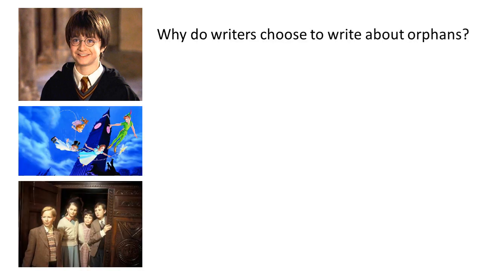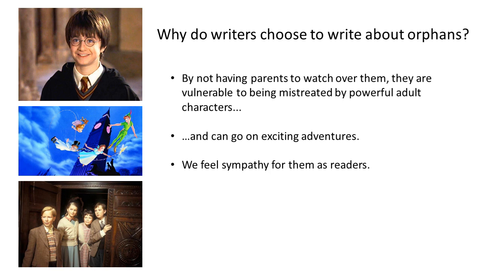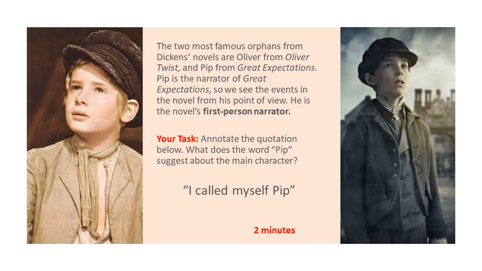So why do writers choose to write about orphans? By not having parents to watch over them, they are vulnerable to being mistreated by powerful adult characters. And they can also go on exciting adventures. We feel sympathy for them as readers, and we cheer them on to succeed. Everybody loves an underdog. The two most famous orphans from Dickens' novels are Oliver, from Oliver Twist, and Pip, from Great Expectations. Pip is the narrator of Great Expectations, so we see the events in the novel from his point of view. He is the novel's first-person narrator.